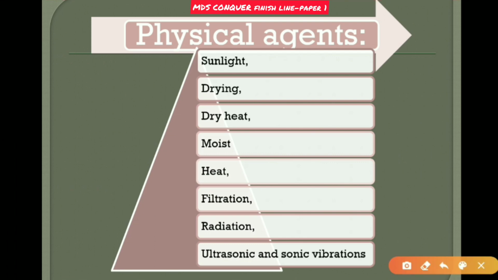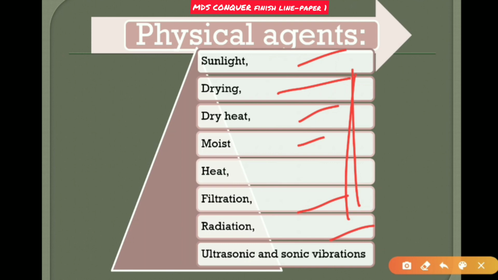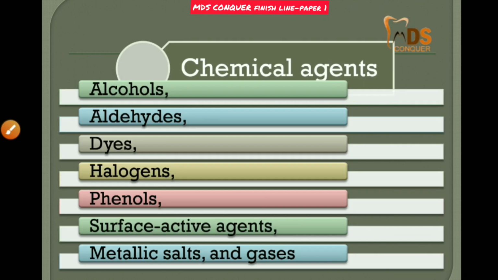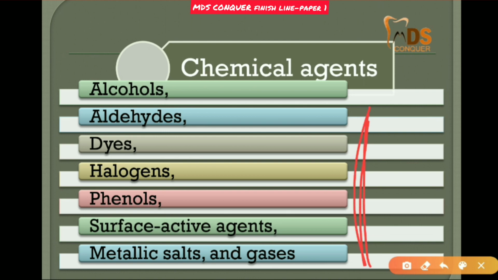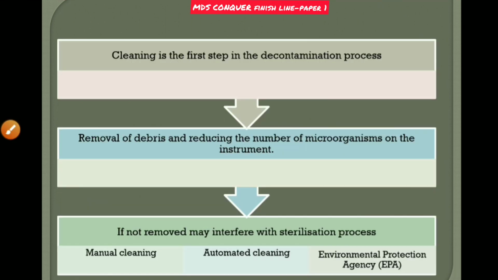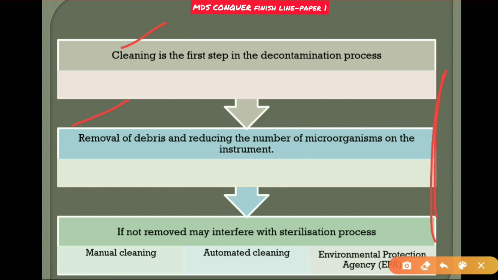Then coming to sterilization, these are the physical agents of sterilization, which include sunlight, drying, moist heat, filtration, radiation, and ultrasonic and sonic vibrations. And these are the chemical agents which are used. So these are the steps in the decontamination process. First is cleaning, then removal of debris, then manual cleaning, automated cleaning, or Environmental Protection Agency approved agents are used.